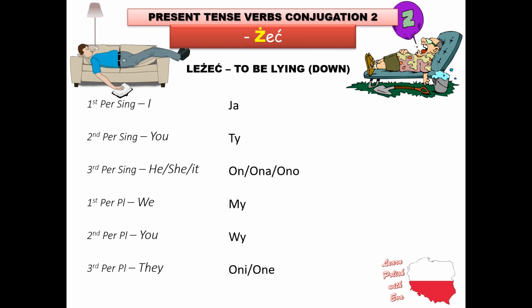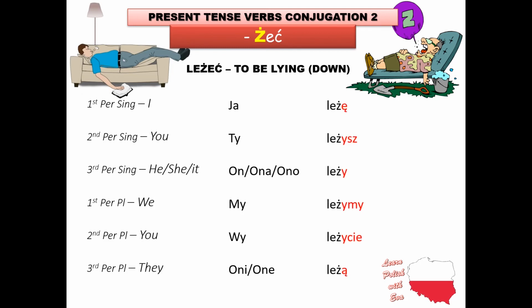And the last ending for today that is part of group 3 of conjugation 2 is the ending of rzeć. So the verb that I have here is leżeć, which is basically to be lying down on a floor, on a sofa, on a bed, wherever you want to lie down. And we are going to do exactly the same thing. We will take off the last two letters of the infinitive, and the stem we have is leż. After that, we add the adequate verb endings, and the final verb sounds like this.